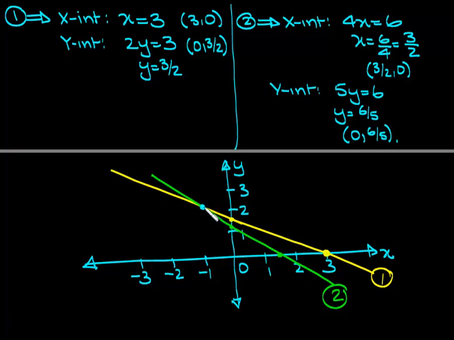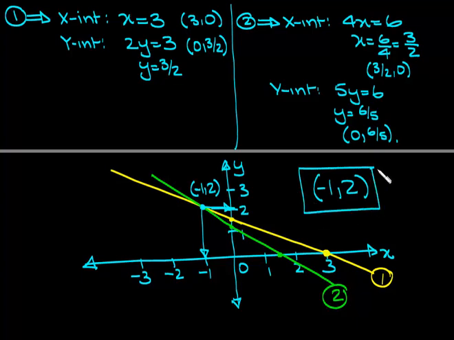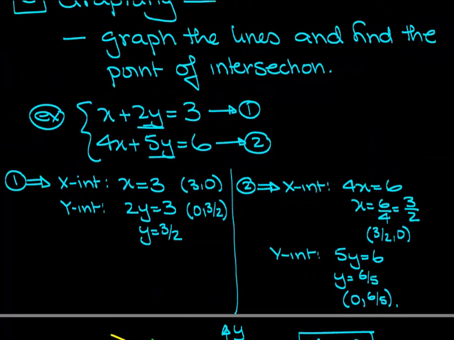Now if I had drawn these correctly, you would notice my point of intersection, the y value looks like it's 2 and the x value looks like it's negative 1. So it looks like (-1, 2). So that's what it looks like in my case. Okay, so let's check this. Once we find the point of intersection, that is my solution, and we always write a solution as a point. Let's check this first to make sure it is the solution.